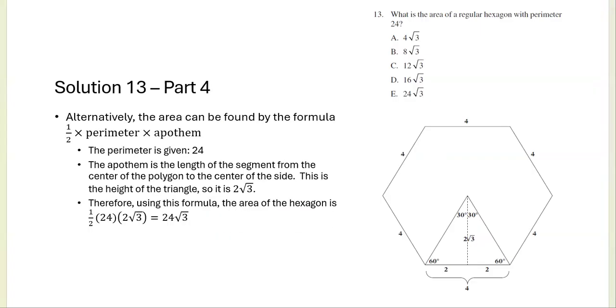An alternative way is, if you remember this formula, if you learned this, for regular polygons, you can do half the perimeter times the length of the apothem. What is the apothem? Well, don't get confused. Remember, this is a radius from the center to the vertex. The apothem is from the center to the center of one of the edges. So it'll be the height of the triangle, so 2 root 3. And the perimeter they gave us as 24. So 24 times half times 2 root 3, same answer, 24 root 3. You can pick your poison for which way you like better.